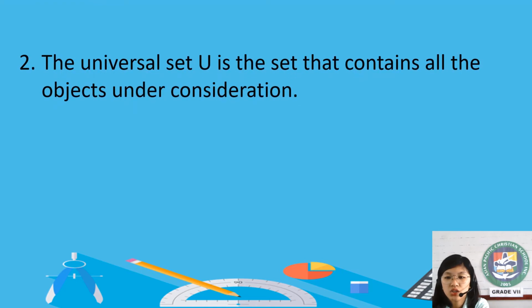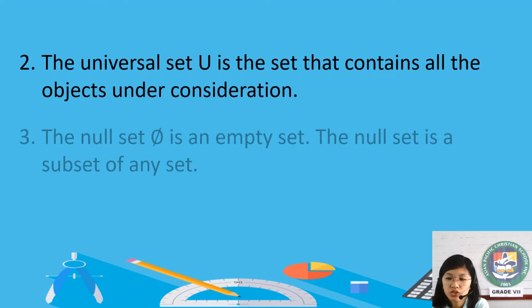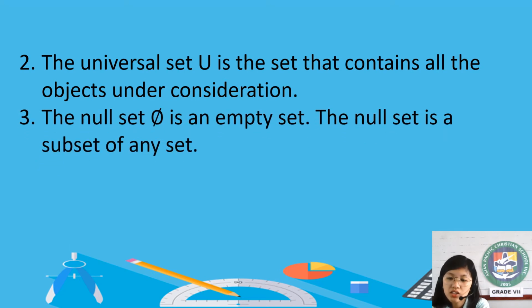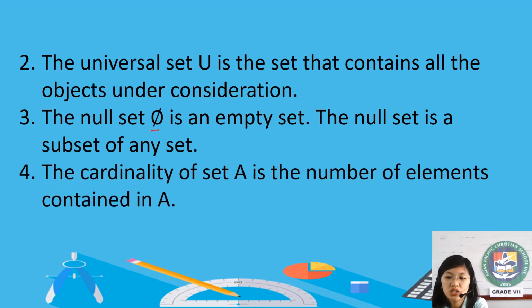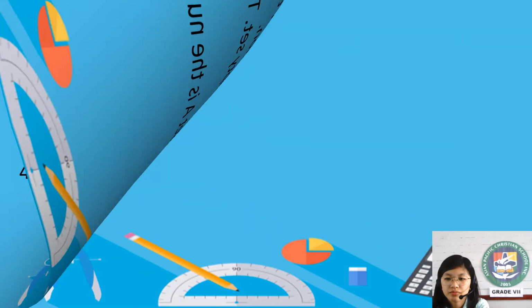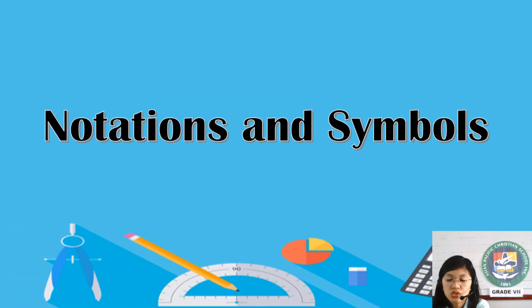Next is the universal set U, the set that contains all the objects under consideration. And next, we have the null set, or the symbol is this, an empty set. The null set is a subset of any set. The fourth one is the cardinality of set A, the number of elements contained in A. So next, we have the notations and symbols.